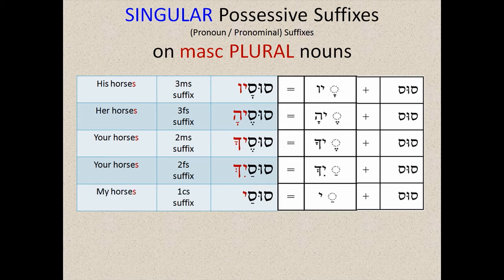And finally, sus I, first common singular suffix, but the noun is plural. Again, the suffix tells you how to translate the noun as a plural. So my horses.